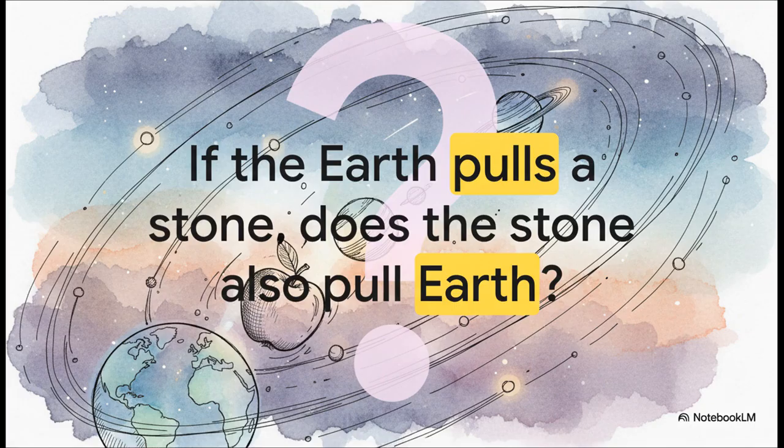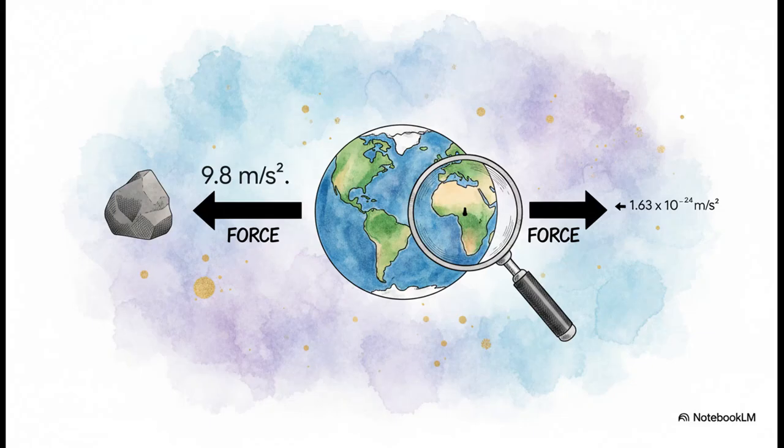But remember Newton's third law of motion? For every action, there's an equal and opposite reaction. So, does that mean the tiny little stone is also pulling the entire planet Earth up towards it? And the answer is a definite yes. And this is just a brilliant illustration of how the law works. The force of attraction is perfectly equal in both directions.